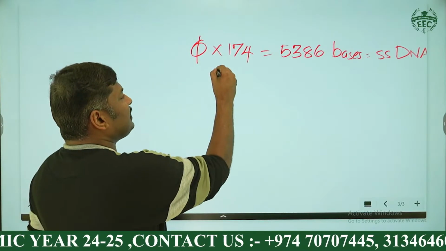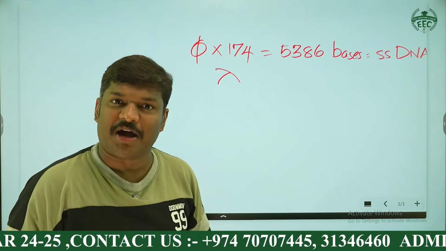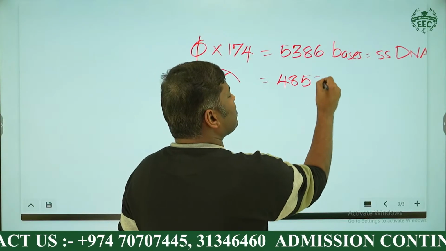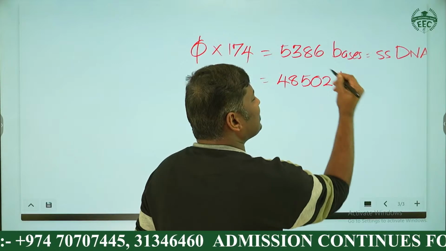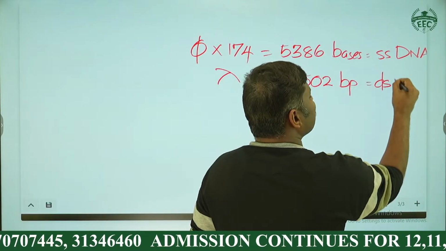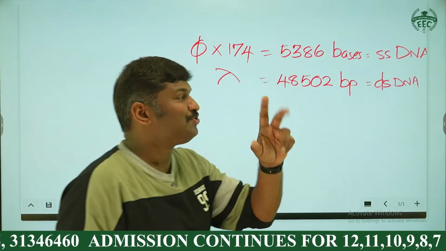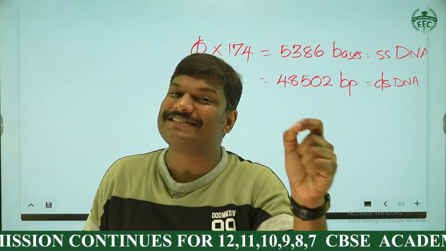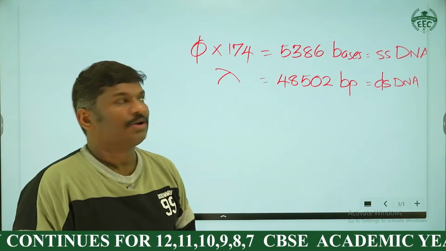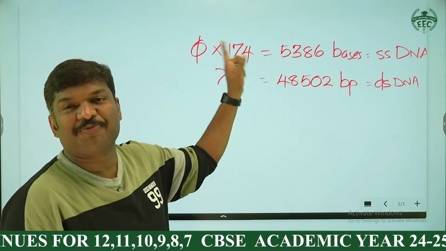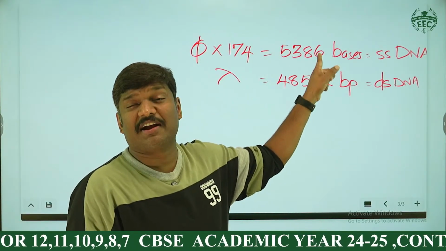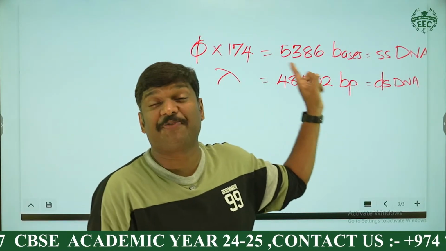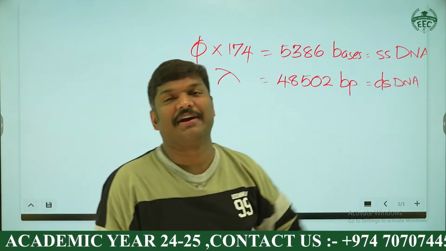And what is the next one? The next one is called bacteriophage lambda, and the bacteriophage lambda is having 48,502 base pairs. That's why it is double-stranded DNA. So always keep in mind, the number is very important. At the same time, bases or base pair also matters. Altogether, you can see φX174, a bacteriophage with 5,386 bases, only single-stranded DNA, and bacteriophage lambda with 48,502 base pairs, that is a double-stranded DNA.